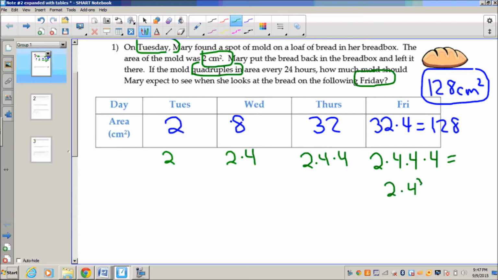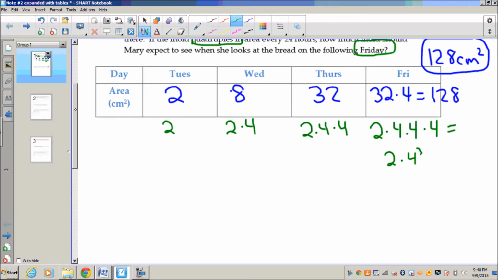2 is the original quantity we started with, and then it got multiplied by 4 for each day that passed, and Friday is 3 days after Tuesday. Thursday was 2 times 4 to the second power. Wednesday is 2 times 4 to the first power. So for every day that passed, it got multiplied by 4. Okay? So it's just a way to represent it with exponents.